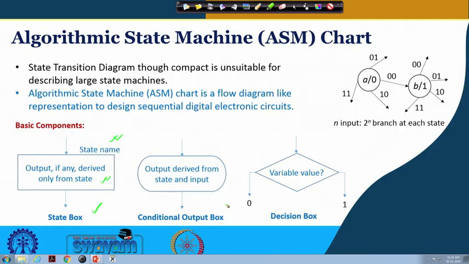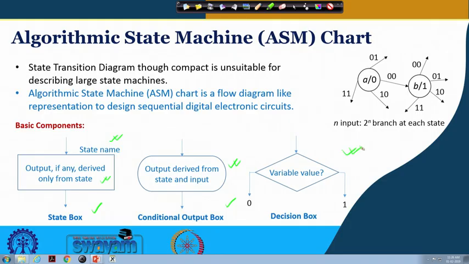Next is conditional output box. So, this is another block, another symbol that we shall be using. Here we are writing the conditional output, so output derived from the state as well as the input. This is the corresponding symbol. Of course, it is useful for Mealy model. So, it will not be useful for Moore model.